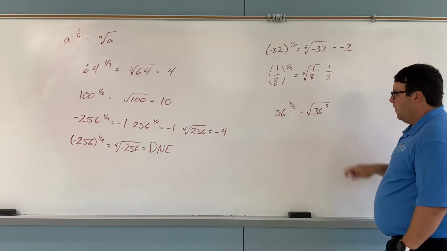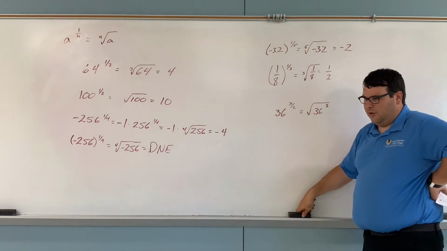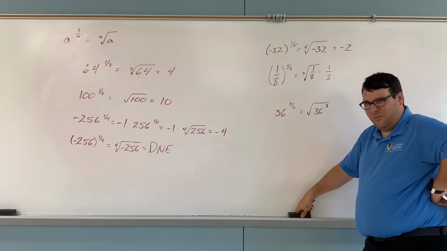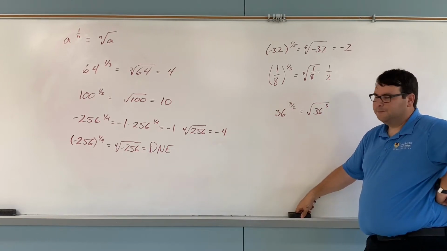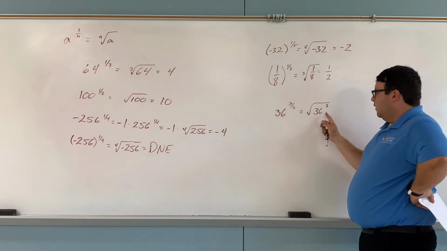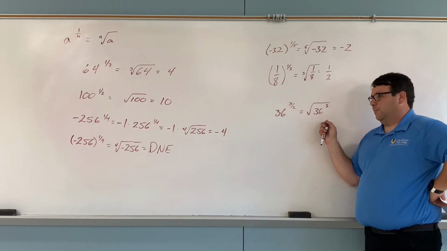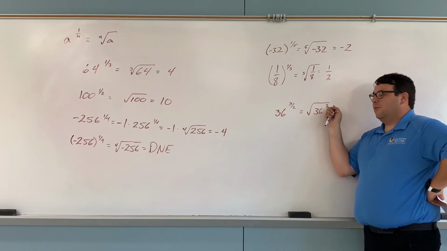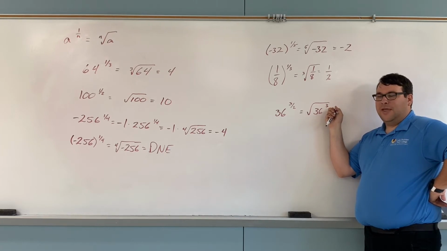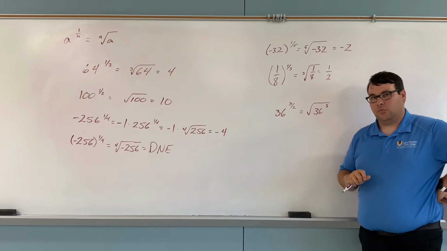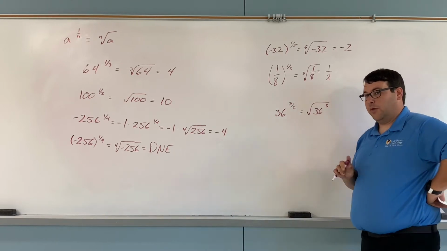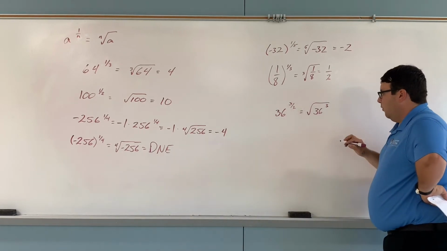Now, you might be looking at this and saying, oh man, 36 to the 3rd power, why would I want to do that? You don't. You don't want to do that at all. In fact, here's the cool thing about power over root. You can do this exponent after you take the square root, if it's easier to do. That is perfectly okay. So that's exactly what we're going to do.